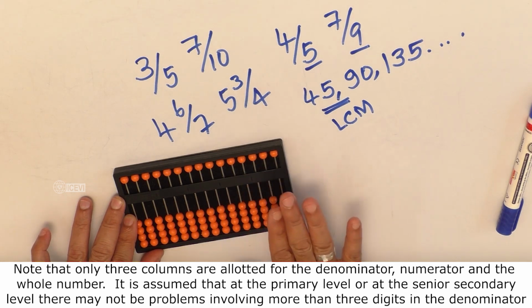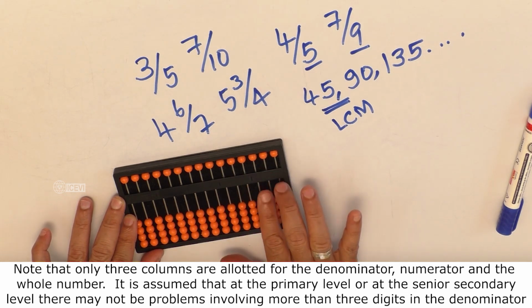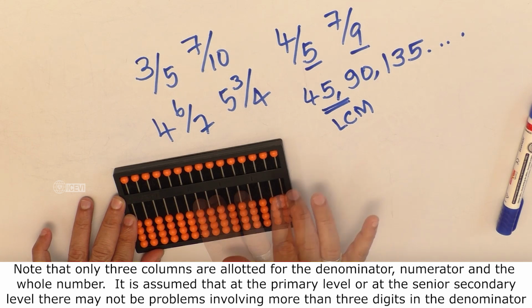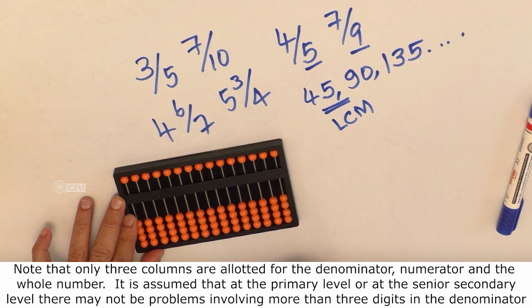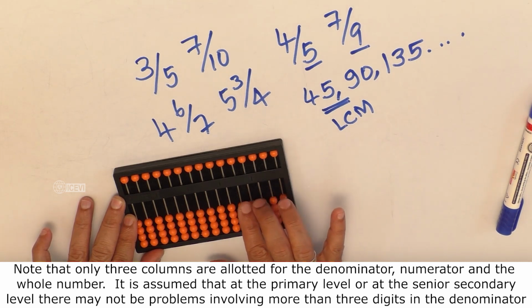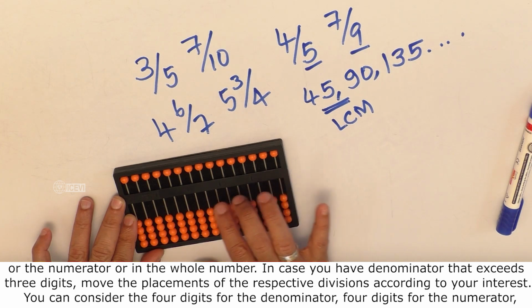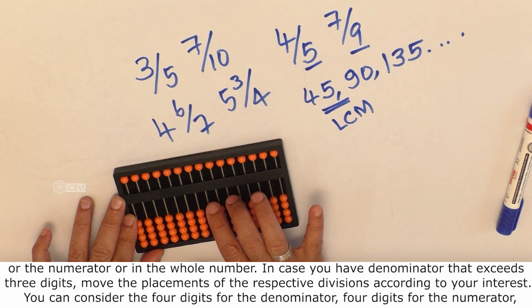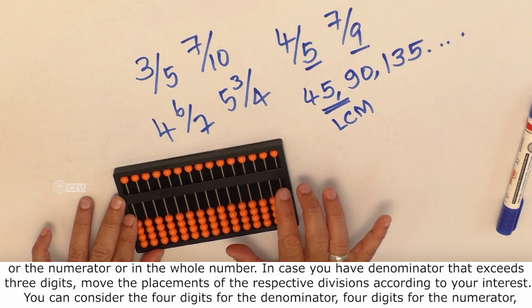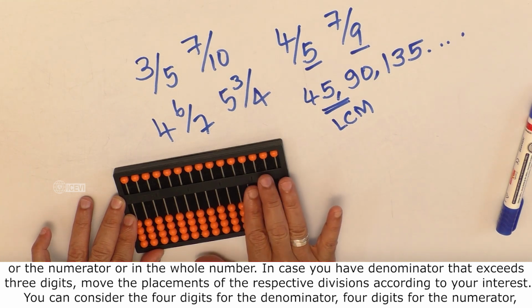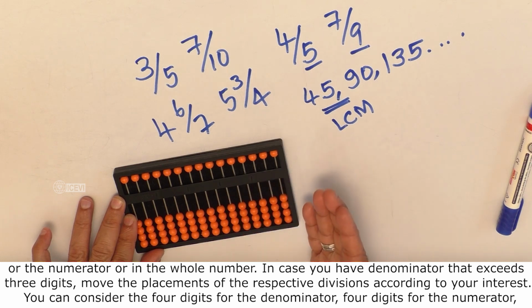Note that only three columns are allotted for the denominator, numerator, and the whole number. It is assumed that at the primary level or at the senior secondary level, there may not be problems involving more than 3 digits in the denominator or the numerator or in the whole number. In case you have a denominator that exceeds 3 digits, move the placement of the respective divisions according to your interest.